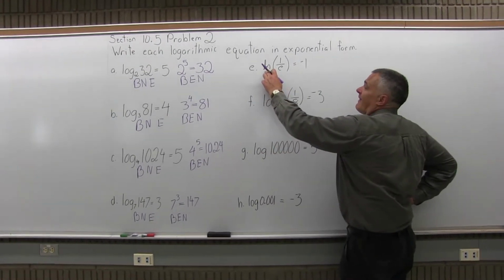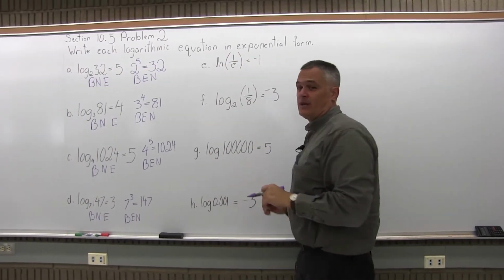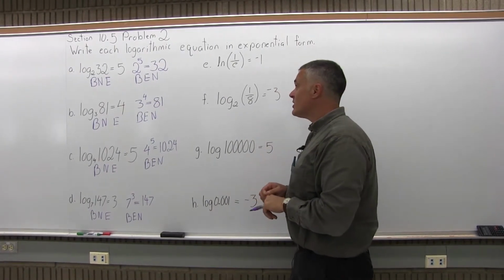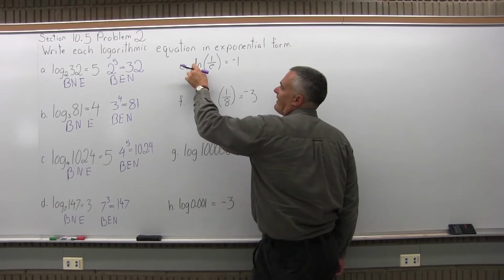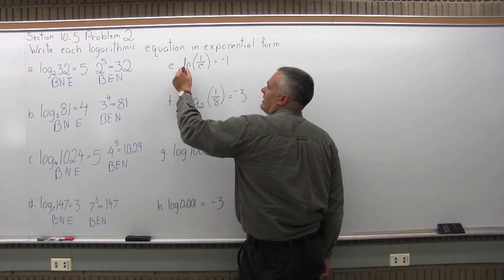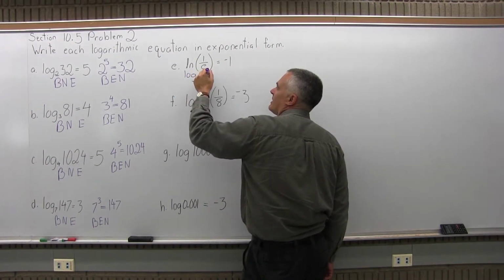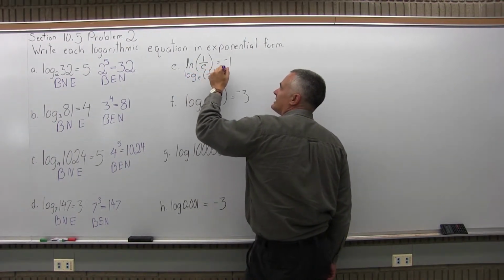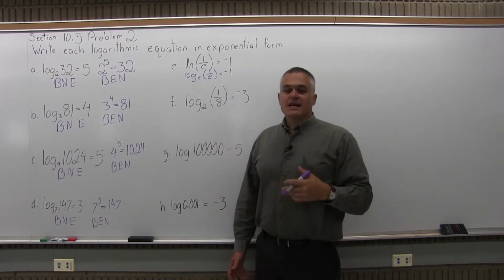It says ln, for natural log, of 1 over e equals -1. Now this one seems kind of confusing, and there is no base. Well, there's a base that is implied. ln for natural log is really log base e. So what we have here is log base e of 1 over e equals -1. So we want to convert that to its exponential form.